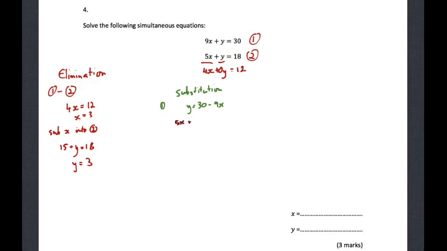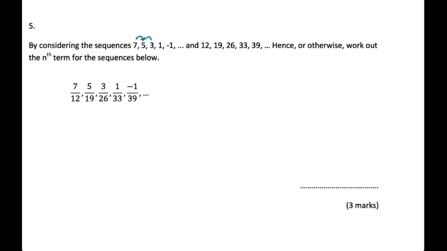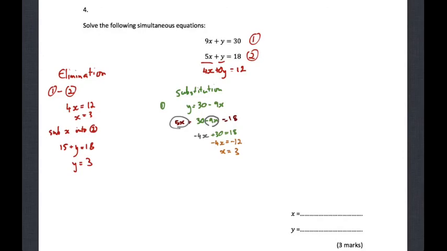So you get 5x plus y, and y is 30 minus 9x, and that's equal to 18. So I've substituted y is equal to 30 minus 9x into equation 2. Now I only have x's. I combine like terms to give me negative 4x, and then I'll take away 30 from both sides, and this leaves me with x is 3, as one would expect. And then you use x is 3 and find out what y is, as we did in the elimination method.